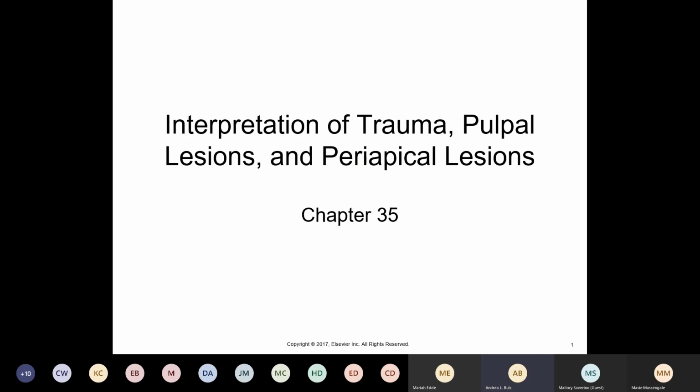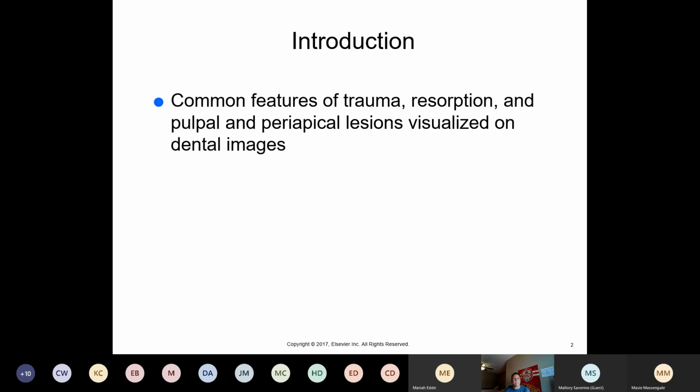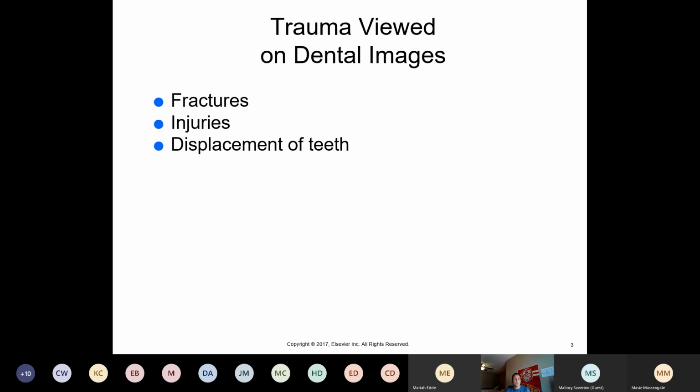Being able to look at x-rays and interpret whether we're seeing decay or perio. And in this case, we're going to talk about trauma, pulpal lesions, and periapical lesions. We're going to talk a little bit about the common features that we see with trauma, resorption, and pulpal and periapical lesions and how they look on our x-rays. Some of the trauma that we'll see are fractures, injuries, or possible displacement of teeth.